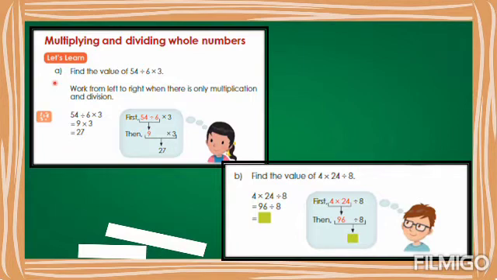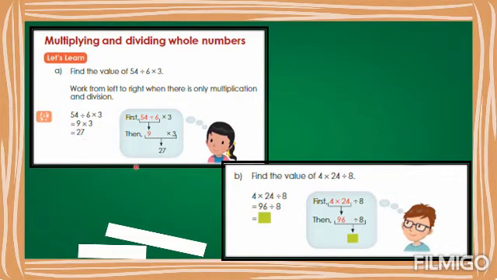The first thing we'll do is divide first the 54 and 6. The quotient of those two numbers is 9. And we'll copy the multiplication sign and bring down 3. Let's multiply now, 9 times 3 equals 27.